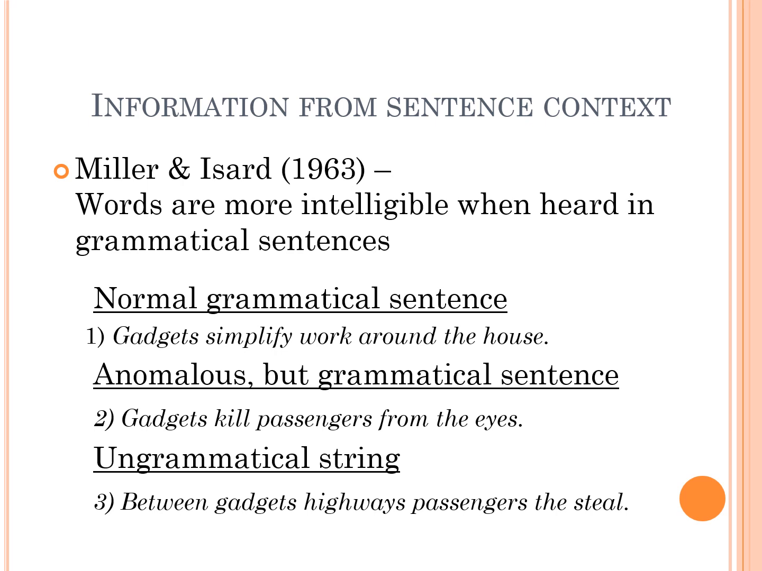So a normal grammatical sentence they might hear would be "gadgets simplify work around the house." And what they're doing is they're shadowing. So they're hearing this and then they're saying it out loud: "Gadgets simplify work around the house," as they're hearing it.